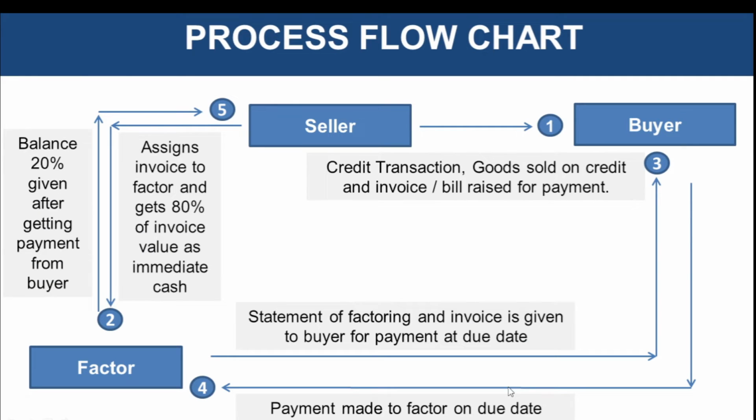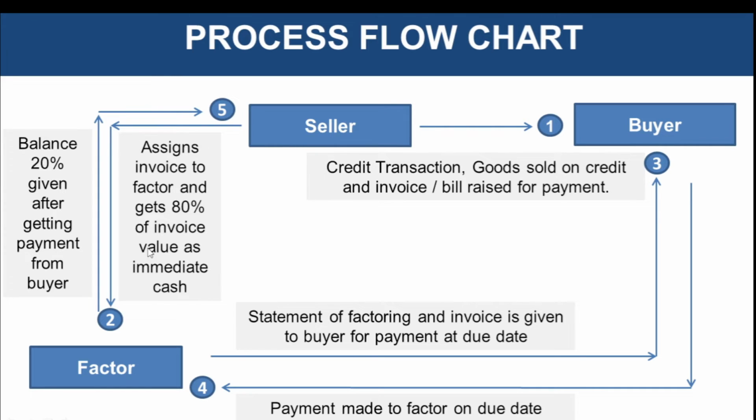Now let's get deeper into the process flow chart. Whatever I explained, you can just figure it out through this particular flow chart. There is a seller, there is a buyer, and they both agreed on a credit transaction. Now the goods are sold on credit to the buyer and an invoice or bill is raised for payment. The second step is that this invoice is then assigned to the factor and the seller gets 80% of the invoice value as immediate cash. So we are talking about the case of factoring. In forfeiting also, the process flowchart will remain the same.